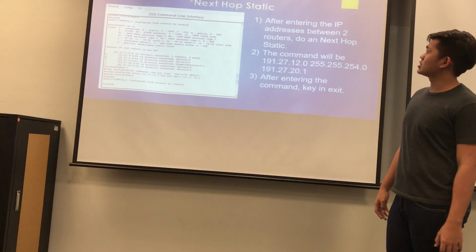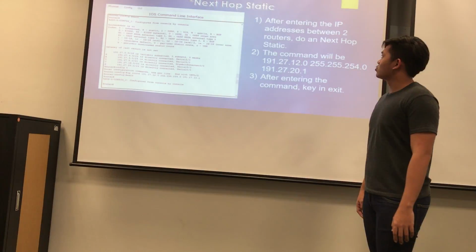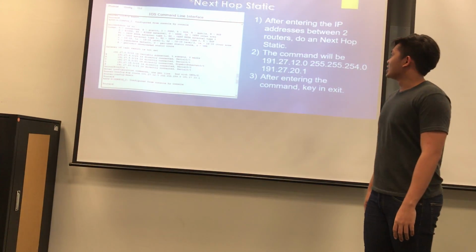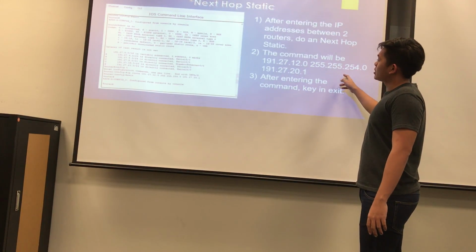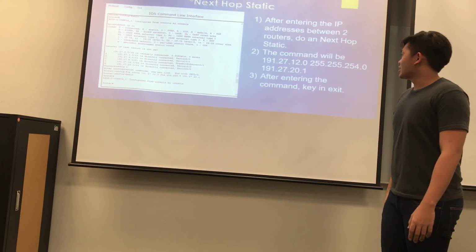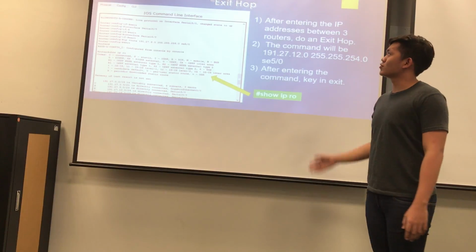So our next protocol is the next hop static. After entering the IP addresses between the two routers, do a next hop static. The command will be the subnet address followed by the subnet mask, then the IP address of the router. After entering the command, key in exit. Next, I'll have Ashraf to continue.